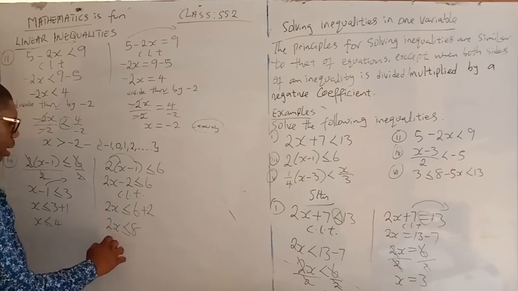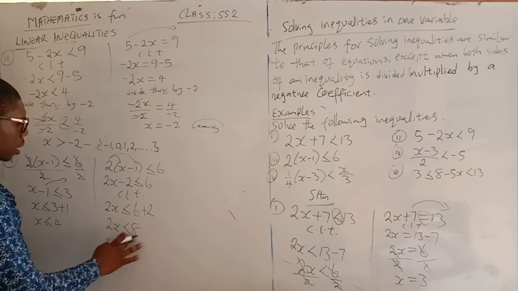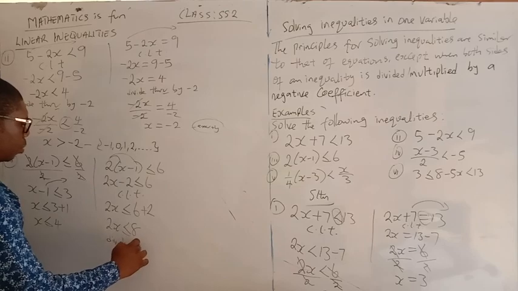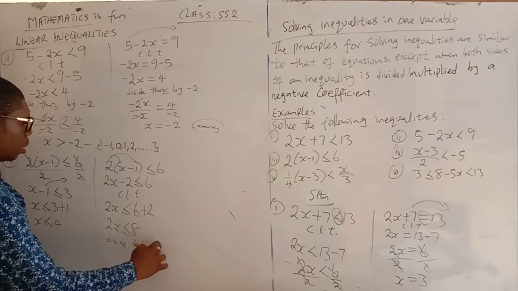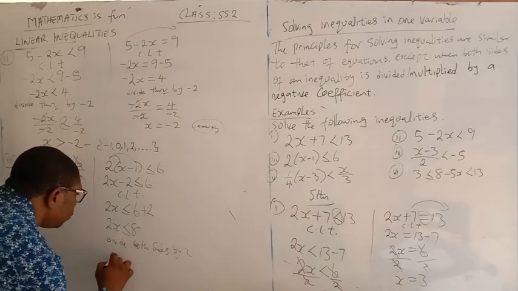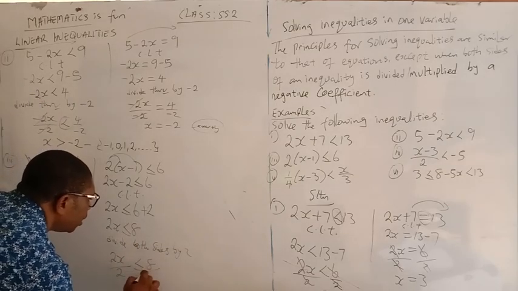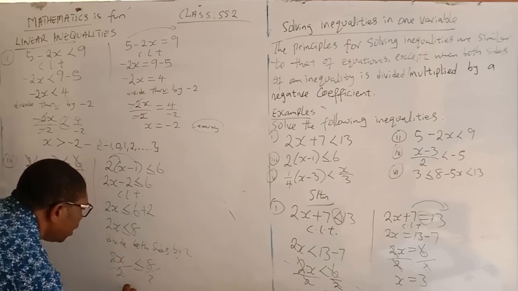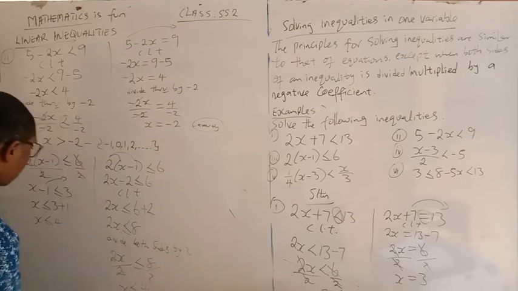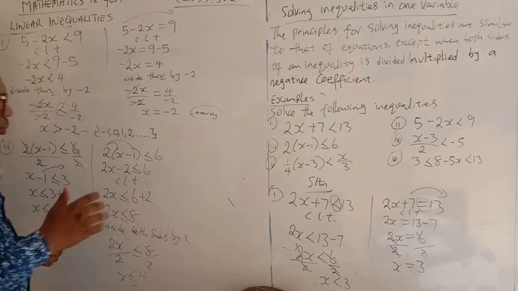In this case now you have to divide both sides by 2. And you have 2x over 2 less than or equal to 8 over 2. So my x is less than or equal to 4. So I have the same result as this.